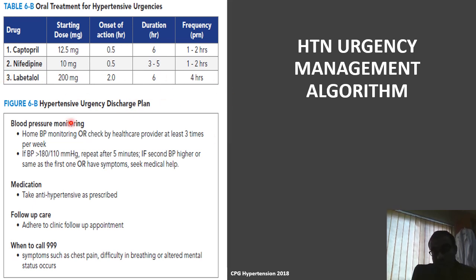And this is a discharge plan: how the patient will be scheduled for further care, the home blood pressure monitoring and the frequency of the monitoring, the medication to be discharged on, and what the recommendation, the follow-up and the care actually are.